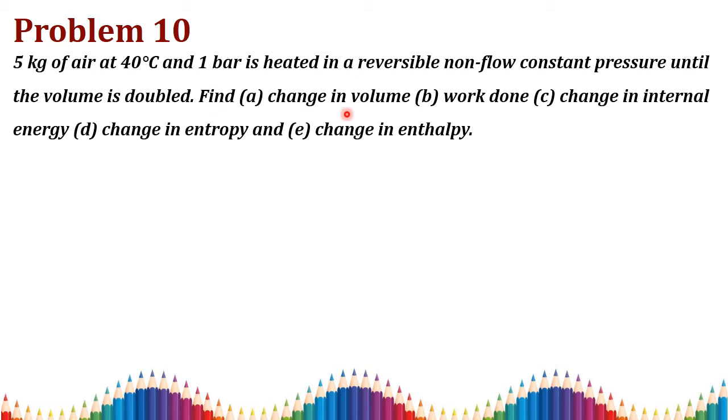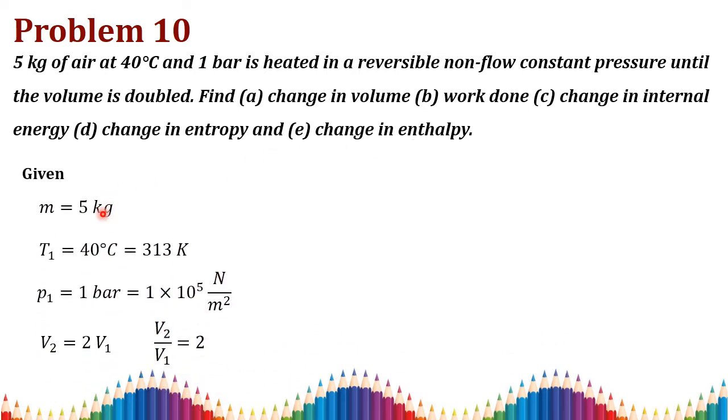Then we need to find the change in volume, work done, change in internal energy, change in entropy, and change in enthalpy. As given data, mass is equal to 5 kg, temperature is 40 degrees Celsius. I am converting into SI unit as Kelvin, plus 273, we get 313 Kelvin. And pressure as 1 bar, I am converting into 1 into 10 to the power of 5 Newton per meter square, or 1 into 10 to the power of 5 Pascal.